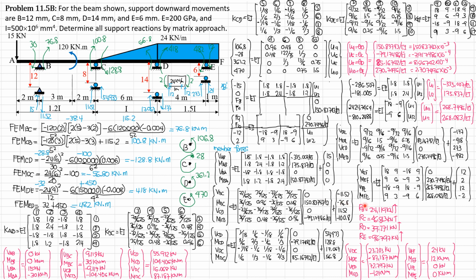11.52 downward, so that's why we have negative 11.52. By the way, this 11.52 is obtained by summing up moments considering BC, summing moment about C equals 0, so it should be downward. So fixed force BC times 5 equals 76.8.